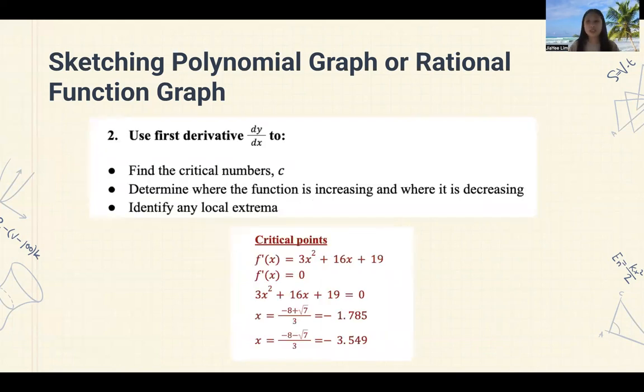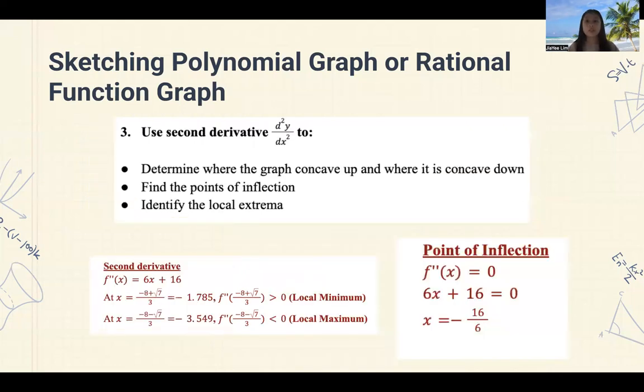After that, we will use the first derivative test, dy/dx, to find the critical numbers c, and we will use it to determine whether the function is increasing or decreasing. We will also use it to identify any local extrema. For the example equation that I use, we find the critical points by differentiating the equation and setting it equal to 0. After that, we can find both x values.